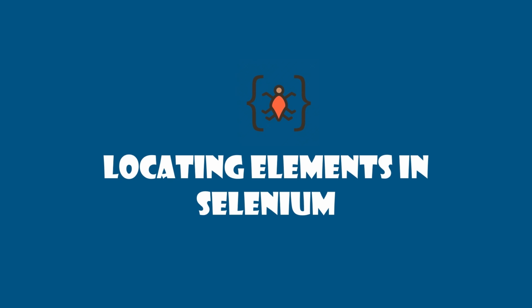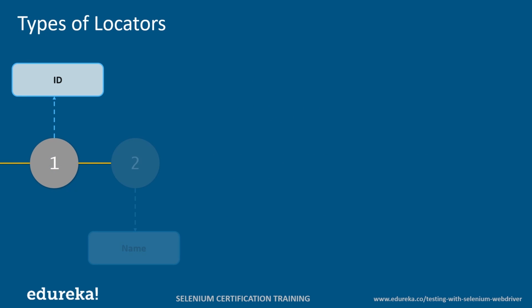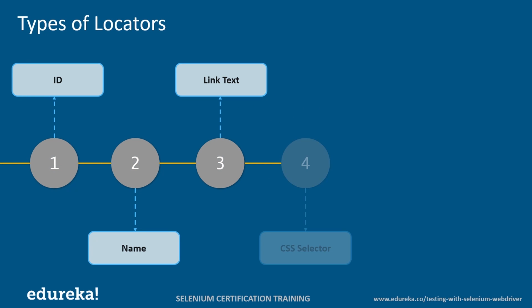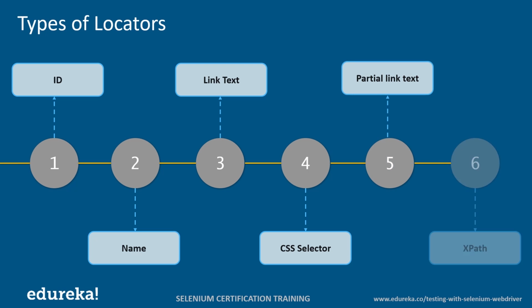Essentially, every Selenium command requires locators to find web elements. Thus, in order to identify these elements accurately and precisely, we have different types of locators like ID, name, link text, CSS selector, partial link text, and XPath. So let's get into the details of all these types.